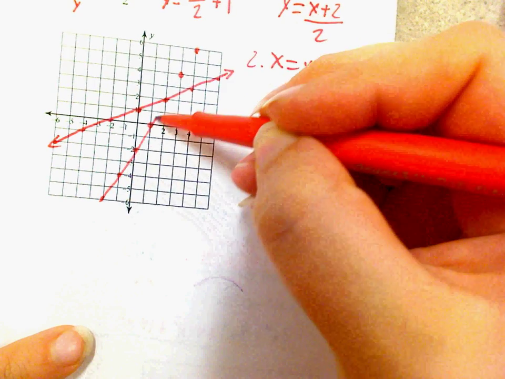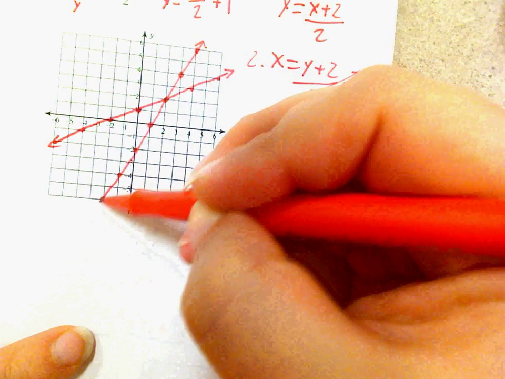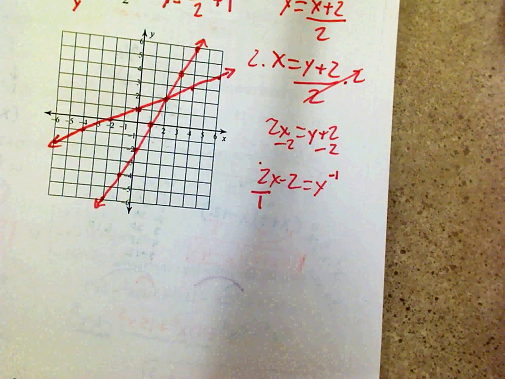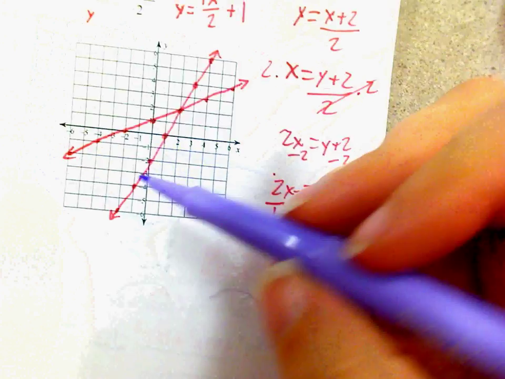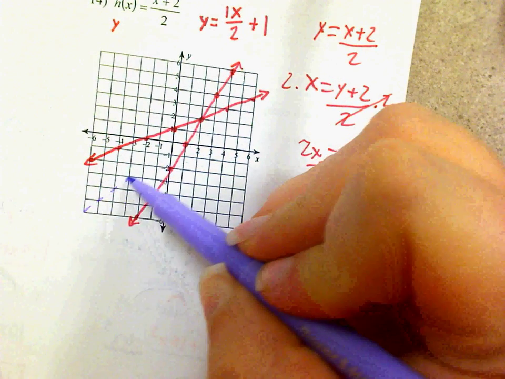Remember, when you're graphing inverses, they should be reflections across y equals x. Okay, that dotted line right there. Okay.